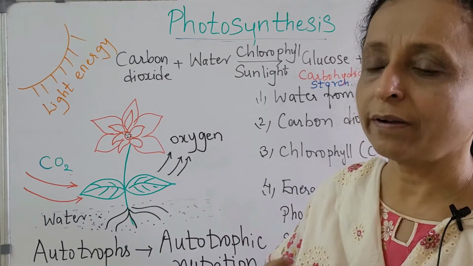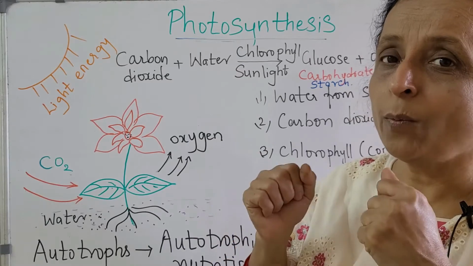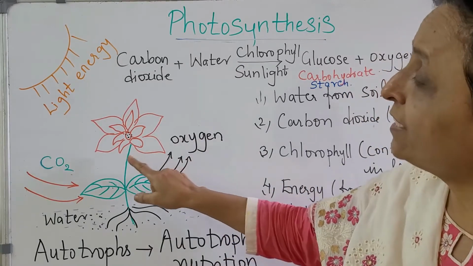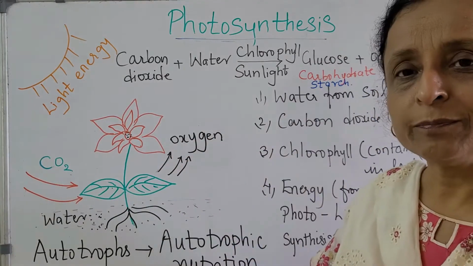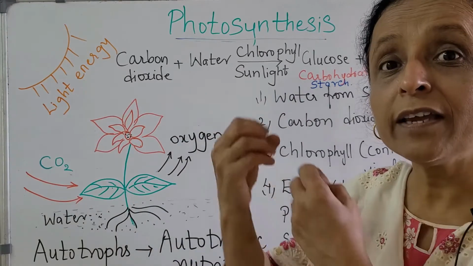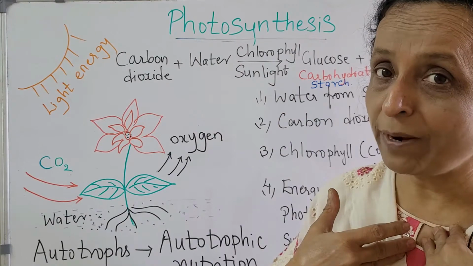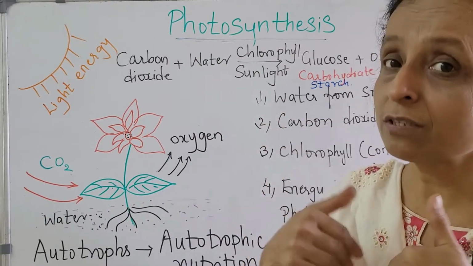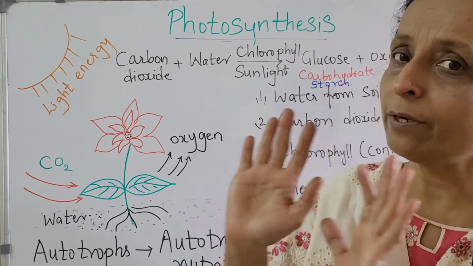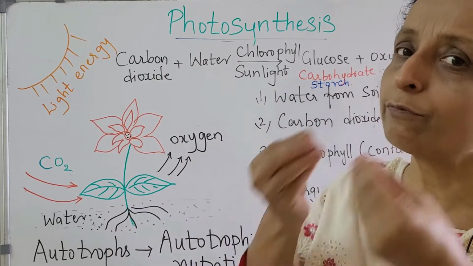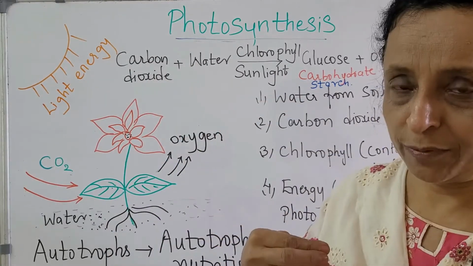Atmosphere, carbon dioxide. Soil, water. And they synthesize the food. And what do they give? Oxygen. So what do we get from plants? Food and oxygen. We are living because the plants are giving us food and oxygen.